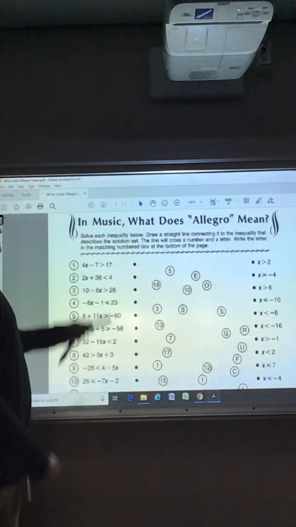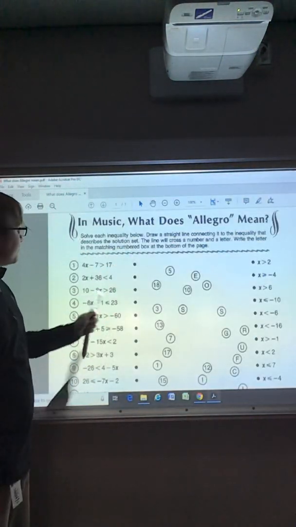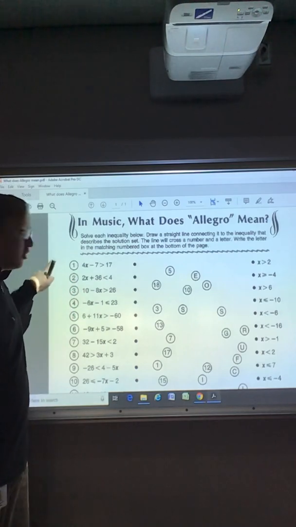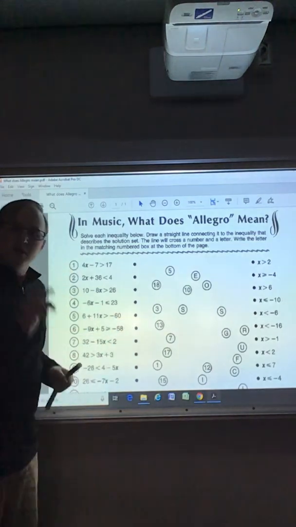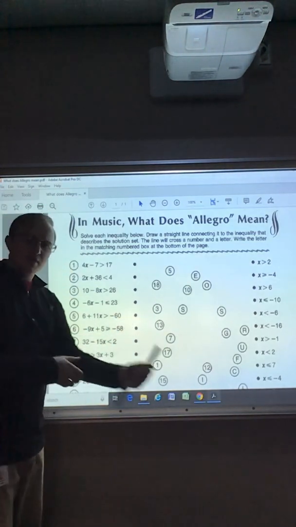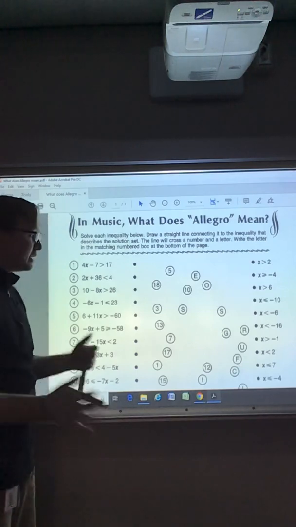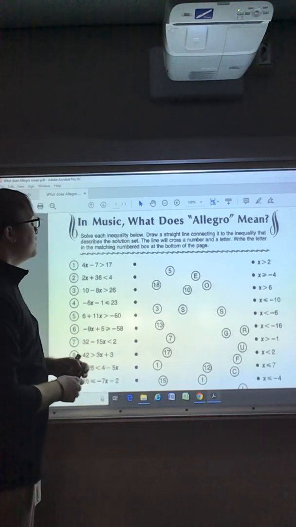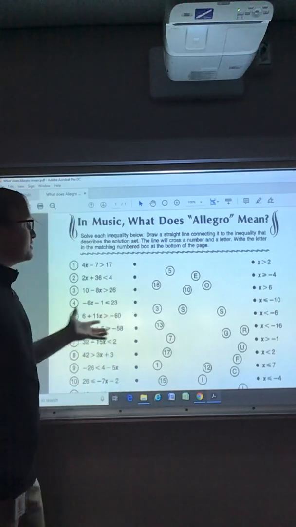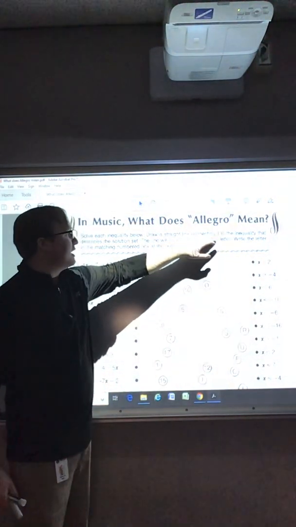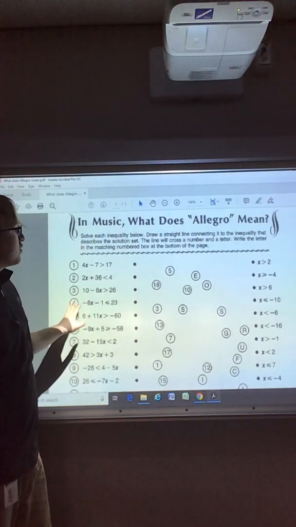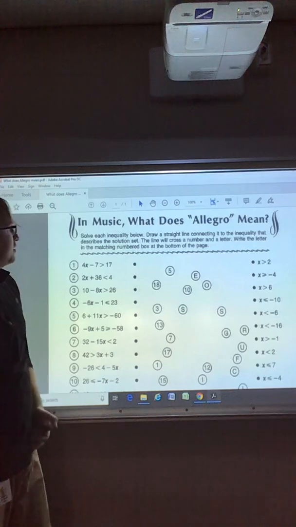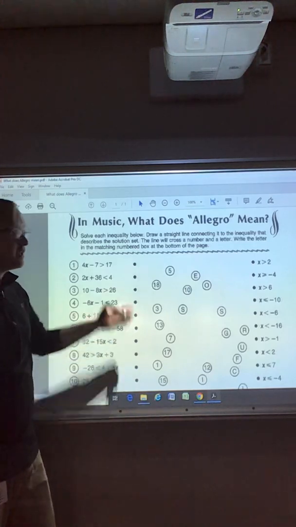So, let's get started. This assignment, like I said, is about solving each inequality below. What we're going to do is solve the inequality here on the left and try to match it up with the one over here on the right. I'm going to demonstrate this for you, and do a few with you to give you an idea of how this is supposed to turn out. Really, you can read the directions. Draw a straight line to connect it to the inequality that describes the solution set. The line will cross a number and a letter. Then we write that matching number and letter in the box below.